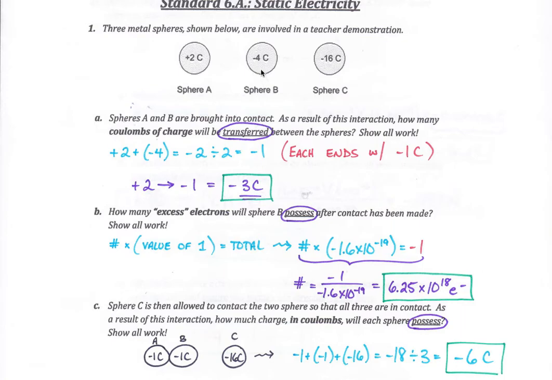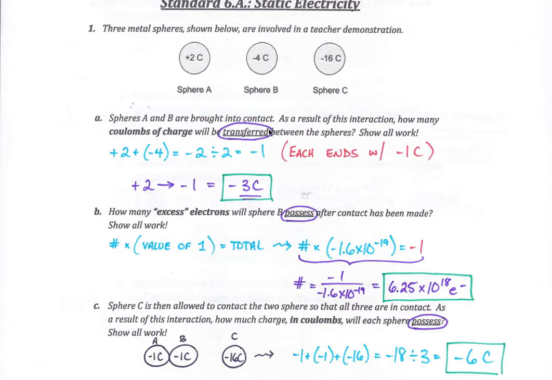So if A and B are brought in contact, the first thing we should figure out is what they will both end with. What charge will both of them possess at the end? So I have a positive 2 and a negative 4, and when I add those together, I have a total charge between them of negative 2, split evenly among the two objects since these are the two coming in contact, and each will end with negative 1 coulombs.